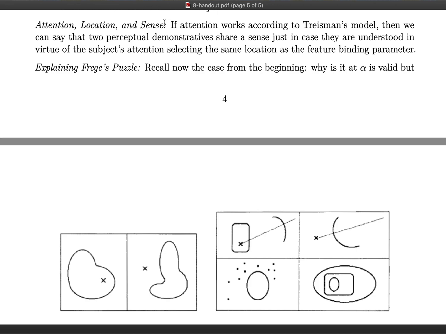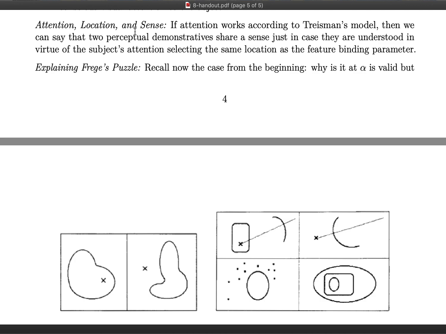so if attention works according to Treisman's model, then we can say that two perceptual demonstratives share a sense just in case the demonstrative is understood in virtue of the subject's attention selecting the same location as the feature binding parameter. Okay, so Campbell's proposal, following Treisman, is that the same sense comes from the same perceived location being used to bind together features.